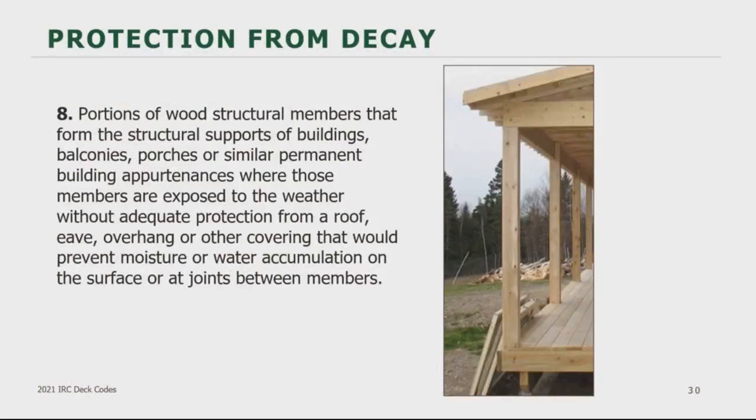One of those locations that will be relevant to this presentation is option number 8. This states that structural supports of balconies, porches, and similar appurtenances need to be protected unless they have adequate protection from a roof or covering that will prevent the wood from being wet. When you consider wind-driven rain or snow, that would have to be a significant roof or covering to adequately protect the deck or porch, especially down at the deck level. To further clarify this section, the 2024 IRC adds the word decks to the list of structures in the beginning of the code text.